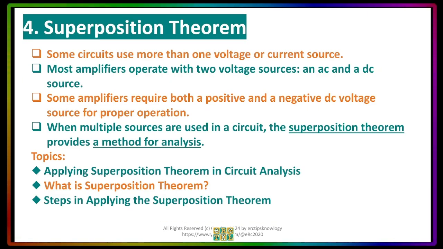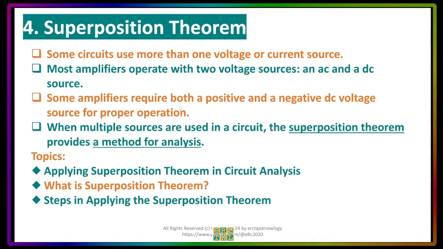Now, let's move on. The first theorem that we will be talking about is the superposition theorem. Some circuits have more than one voltage or more than one current source. It means that in some circuits, there are two voltage sources or two current sources. An amplifier is an electronic device that makes the signal bigger or greater. Most amplifiers operate with two voltage sources, like an AC voltage source and a DC voltage source together. That's an example of a device that operates with two voltage sources.